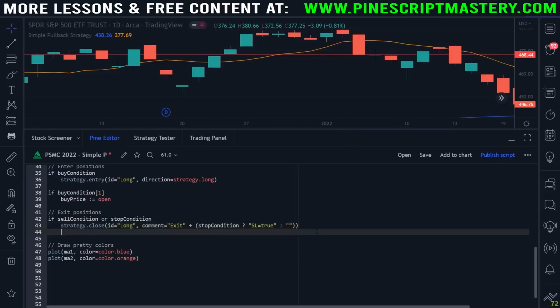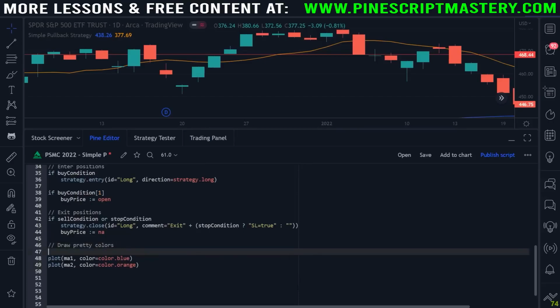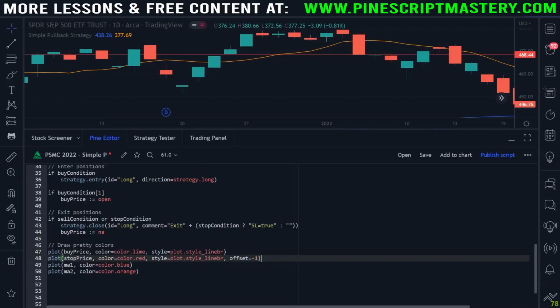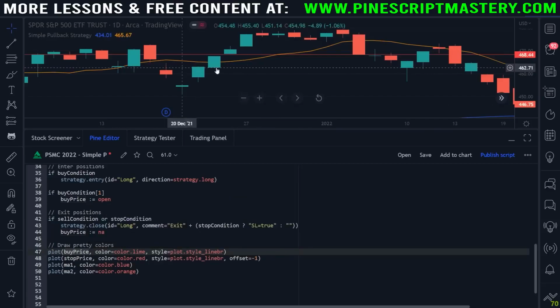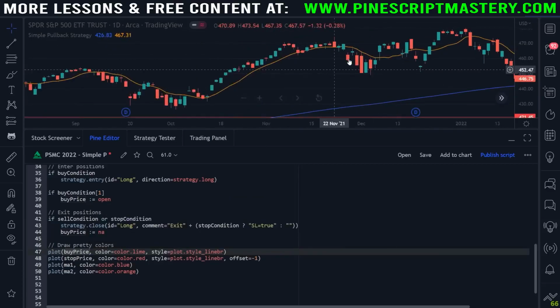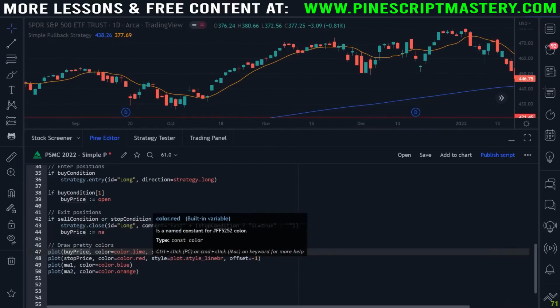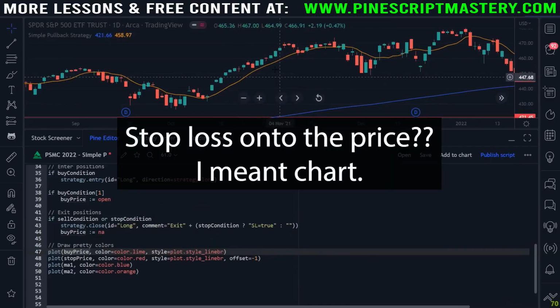The final thing I'm going to do here is just overwrite our buy price to NA. This is purely for drawing purposes. We'll get to that in a moment. But now there's only 2 more lines of code to write and our script is completed. And that is, I'll just copy this code over to save time. It's just 2 more plots. So we're going to plot our buy price onto the chart so that we can see when the script bought, which price it bought at. And we're going to plot our stop loss onto the price so that we can see where the script will exit our trade if price declines beyond our stop loss.